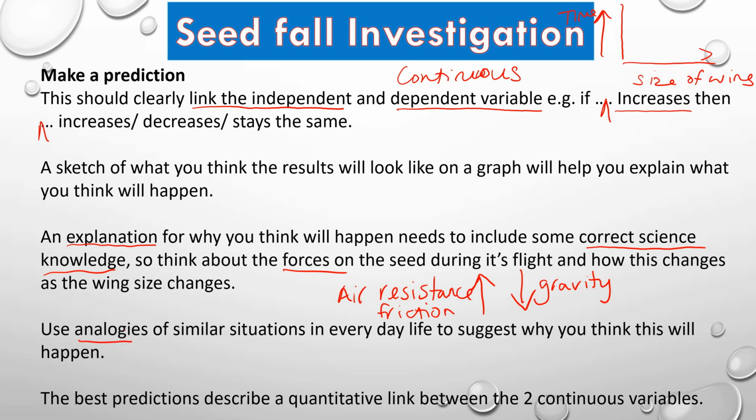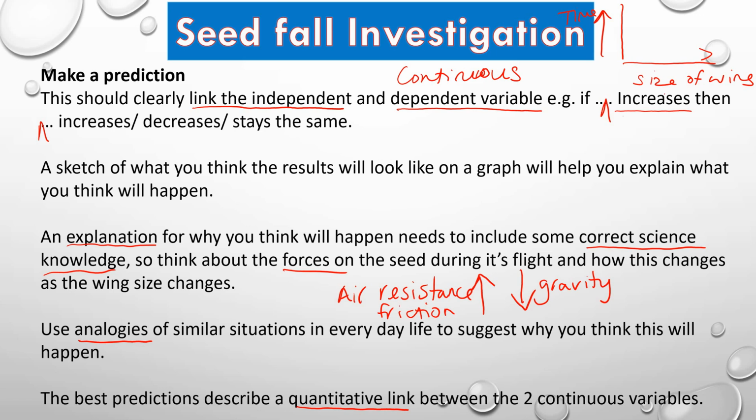You can use analogies. An analogy is comparing it to something that happens in real life. So that's why I used the parachutist, the person jumping into the water, okay, the cupcake investigation that you sometimes do with Mr. Ruddy. The best predictions give us a quantitative link between two variables.